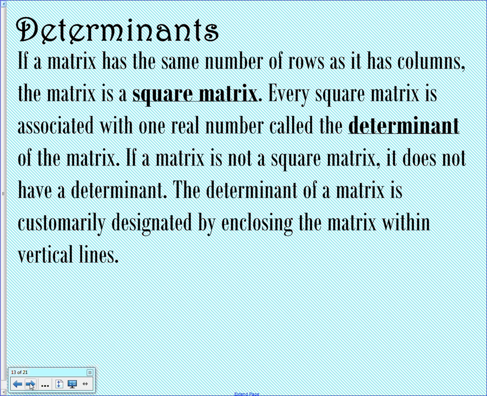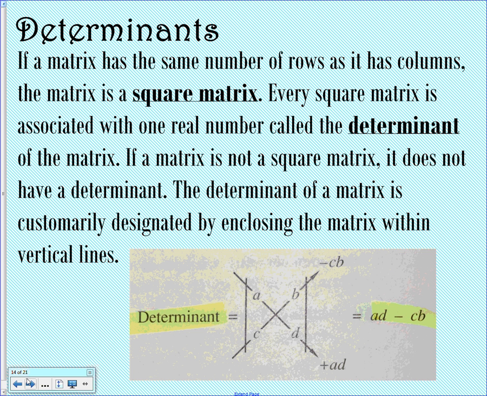The determinant of a matrix is customarily designated by enclosing the matrix within vertical lines. So whenever we go to find the determinant, we're usually going to put vertical lines with our elements on the inside. The way that you find your determinant, you're going to do A times D, you're going to do C times B, and then you're going to do AD minus CB. So you multiply AD and then subtract whatever you get when you multiply CB.